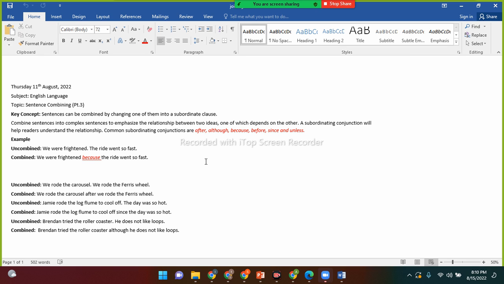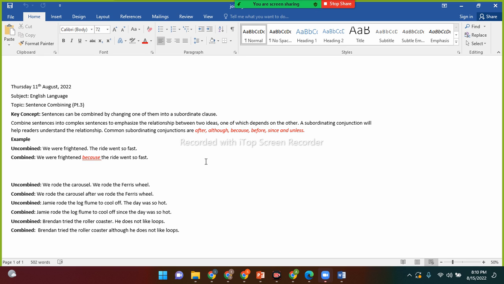All right. Now, for more mature writers, we need to have sentence variation in the sense that we need to have varying sentence lengths. Okay. So we were frightened.